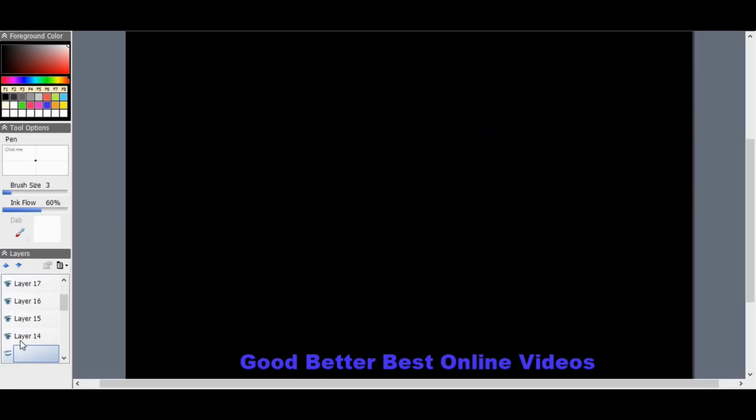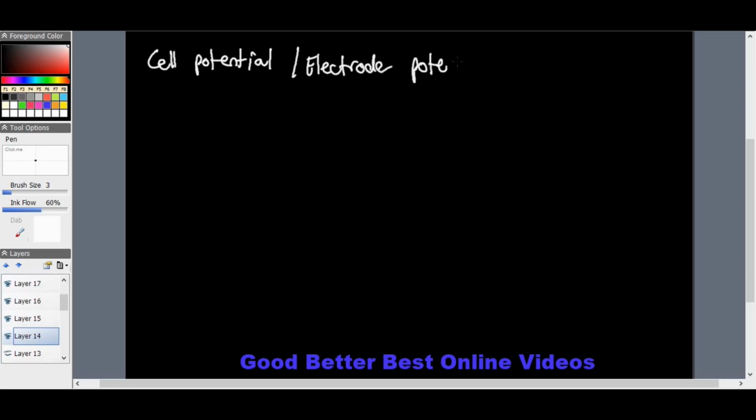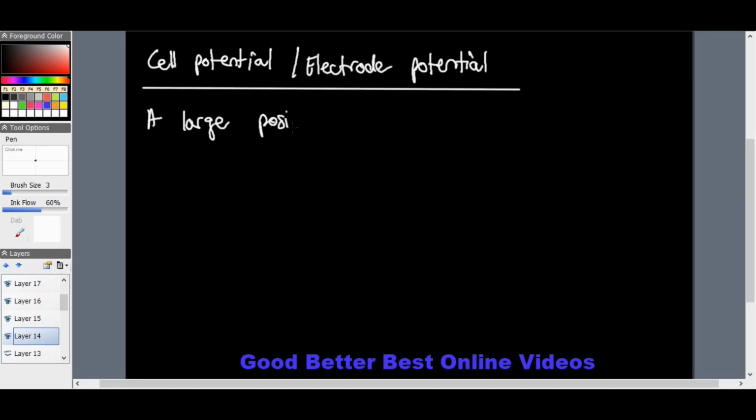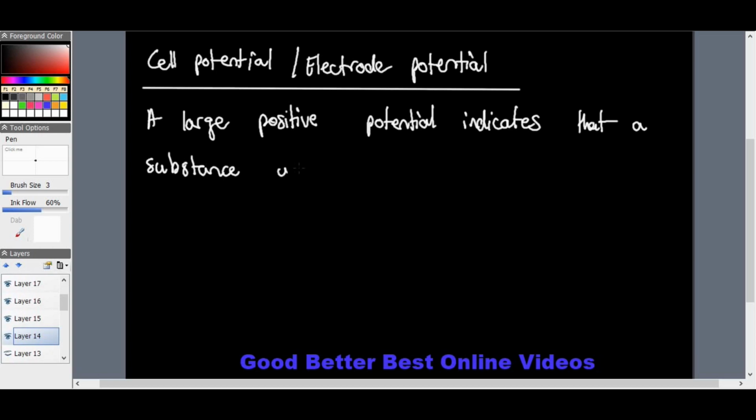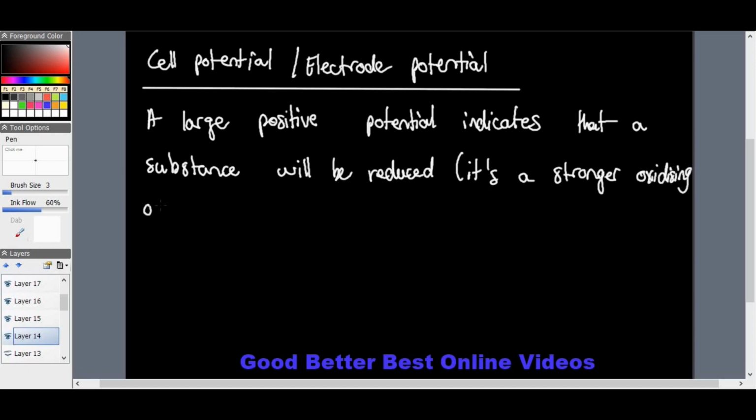Now, it's quite high up on this table. So what that means is when you're looking at cell potential or electrode potential on the tables, a large positive potential indicates that a substance will be reduced. Okay? Because it is a stronger oxidizing agent. Very important, you will see this term a lot, especially in your explanations, you'll be using them a lot.